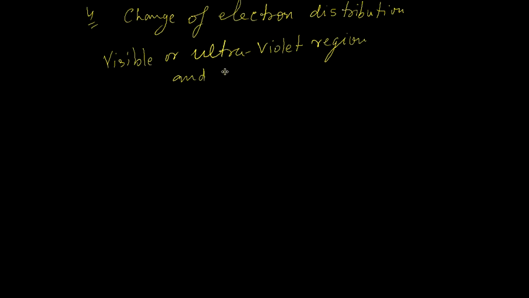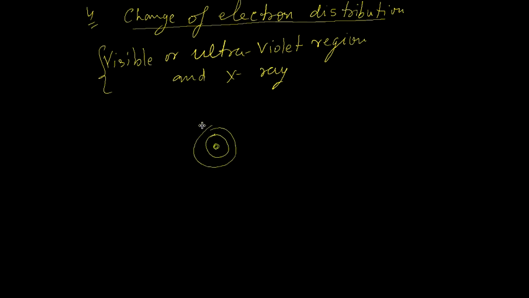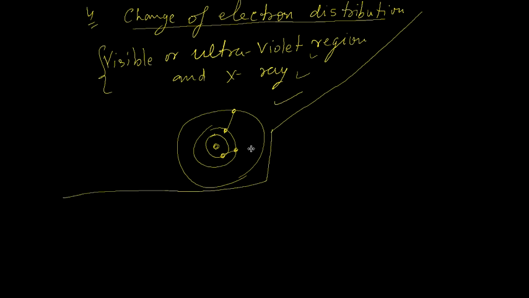And X-ray. So these two are the result of a change in the electronic distribution. Suppose one electron jumps from this cell to this one, or from this cell to this one, then we see a change in the electronic distribution. The same thing happens with the X-ray. So the ultraviolet region and X-ray region we obtain through the change in the electronic distribution.